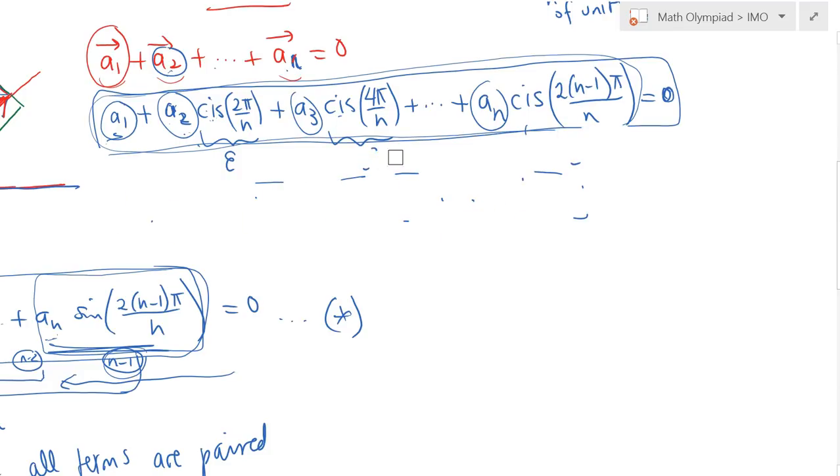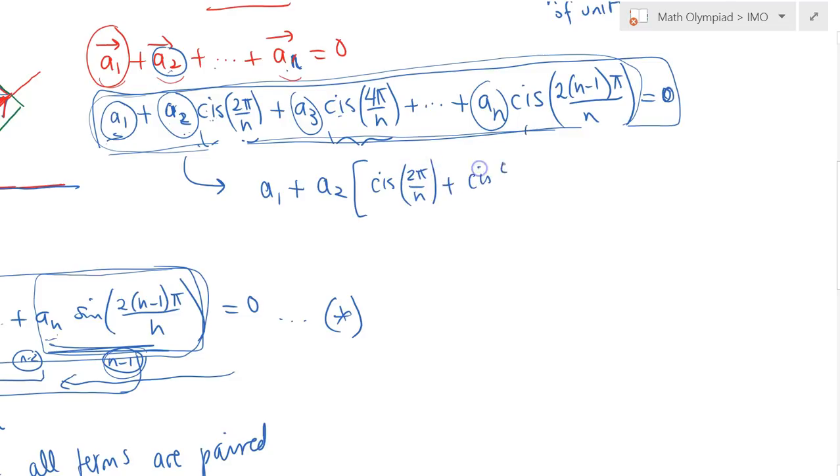We decided we'll be using it in full detail. So this expression has now become a1 plus a2, factoring out a2, and everything inside: cis 2 pi over n plus cis 4 pi over n, and so on, all the way up to cis, the last one, 2 times n minus 1 pi over n, in square brackets like this, and we need this to be equal to 0.